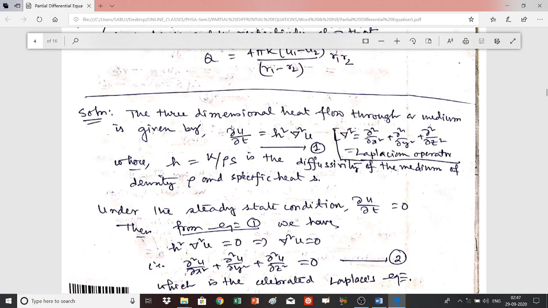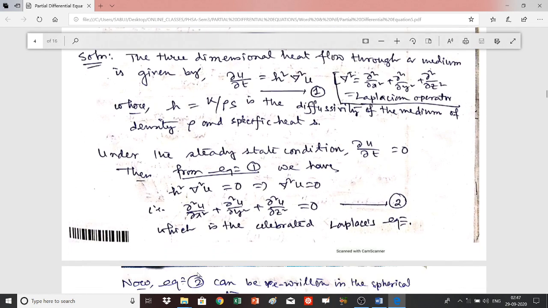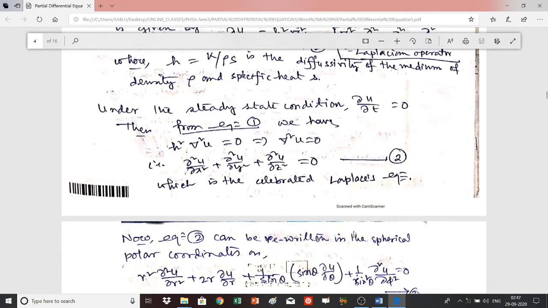Now under the steady state condition, you know that there will be no change of heat flow with respect to t. That means ∂u/∂t will be 0. So from this relation you can write h² ∇²u is equal to 0, or ∇²u is equal to 0. That means ∂²u/∂x² plus ∂²u/∂y² plus ∂²u/∂z² is equal to 0, which is the celebrated Laplace equation. So in case of steady flow, the heat equation reduces to Laplace equation. So the first part is proved here.